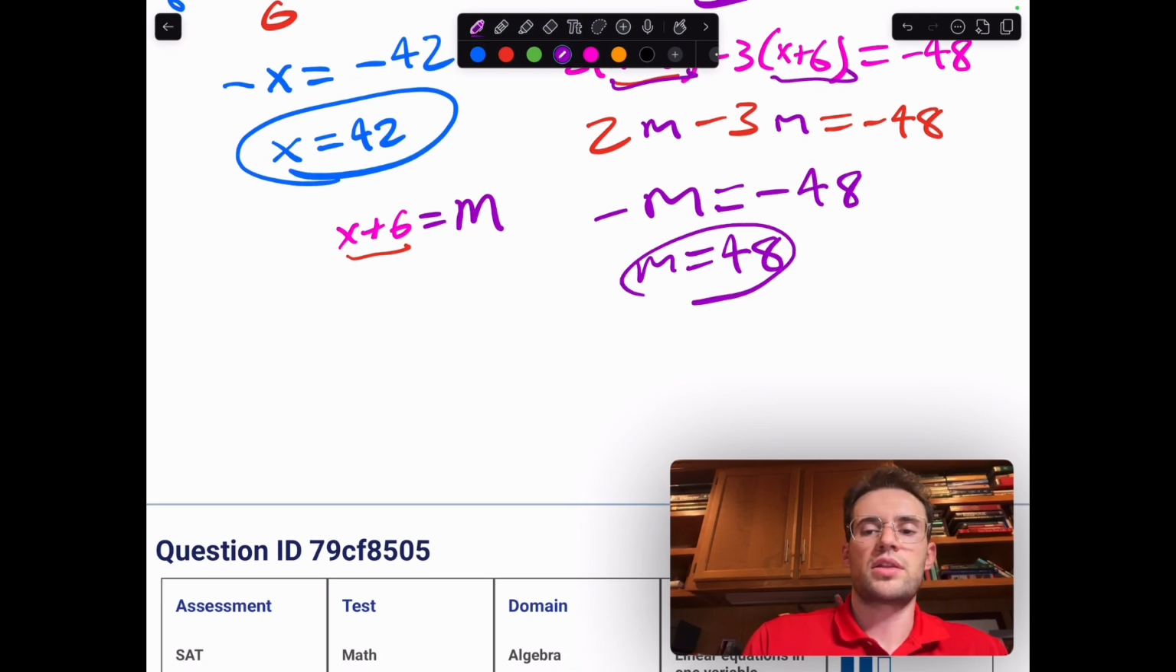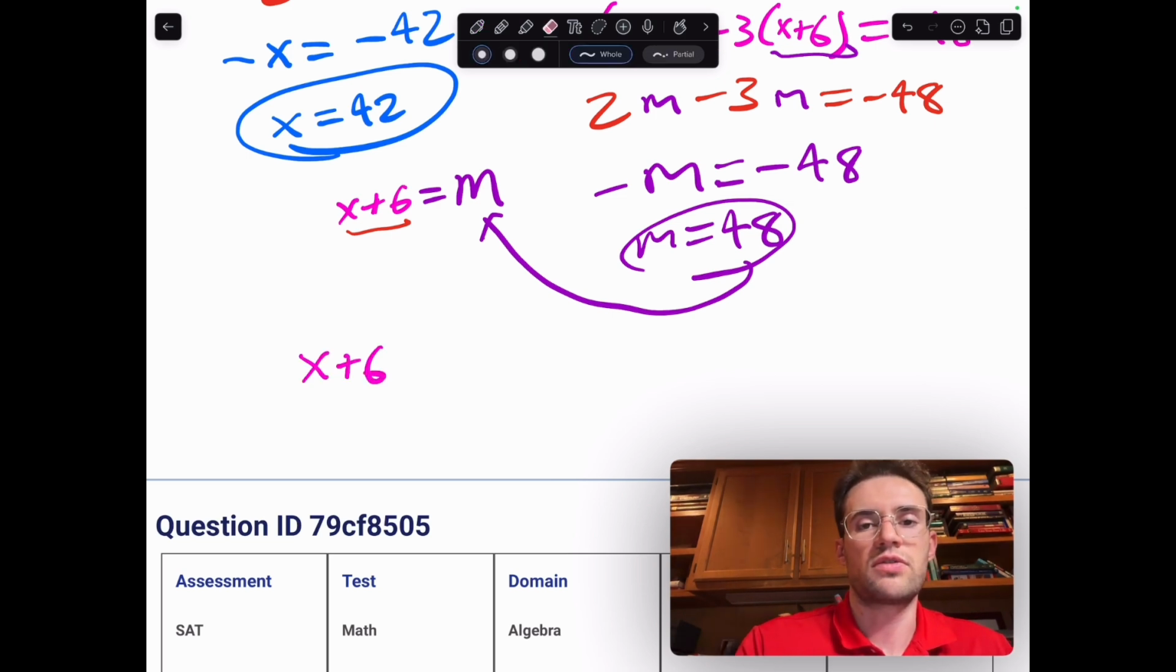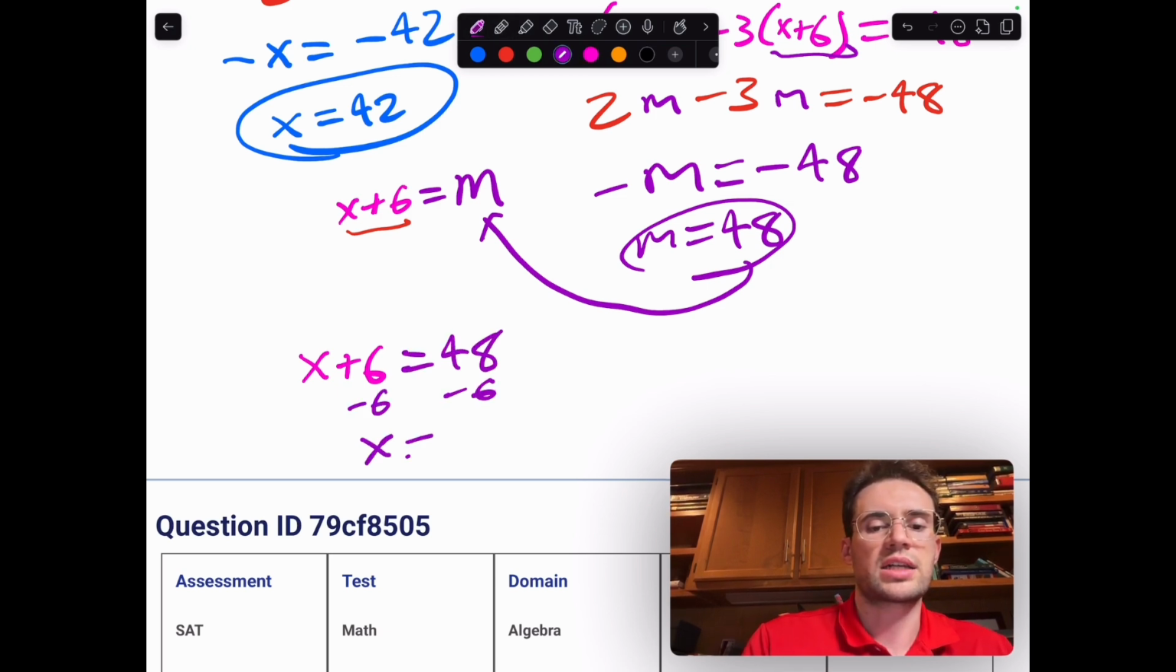And then you could just plug this in to the x minus 6 equals m. So what we substituted in. So we just solved for what x minus 6 equals, which is 48. X minus 6 equals 48. You can subtract 6 from both sides. You get that x equals 42.